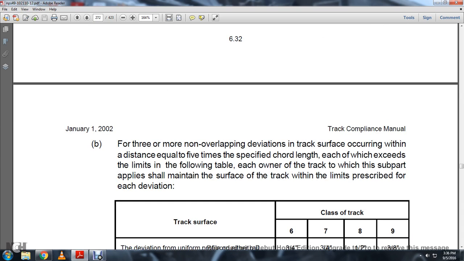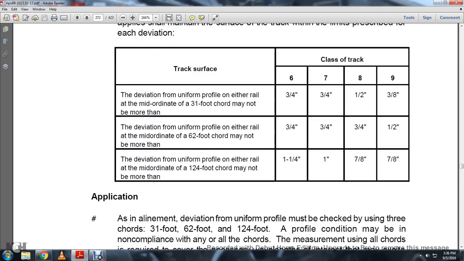For 3 or more non-overlapping deviations of the track surface occurring within a distance equal to 5 times the specified chord length, each of which exceeds the limits of the following table, each owner of the track to which the subpart applies shall maintain the surface of the track within the limits prescribed for each deviation, for classes 6, 7, 8, and 9. The deviation for uniform profile of either rail at the mid-ordinate of a 31-foot chord may not be more than 3/4 inch for classes 6 and 7, 1/2 inch for class 8, and 3/8 inch for class 9.